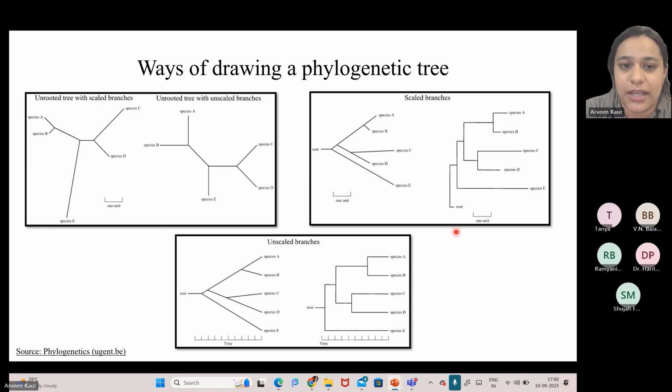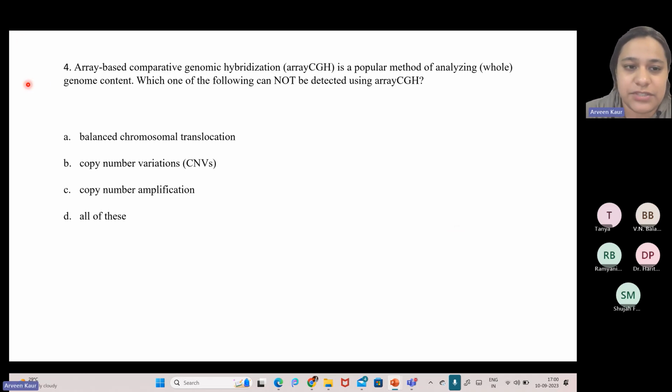Okay. So moving on to our fourth question, which basically says, array-based comparative genomic hybridization, or array CGH, is a popular method for analyzing whole genome content. Which one of the following cannot be detected using array CGH? Is it balanced chromosomal translocations, or copy number variations, or copy number amplification, or all of these?